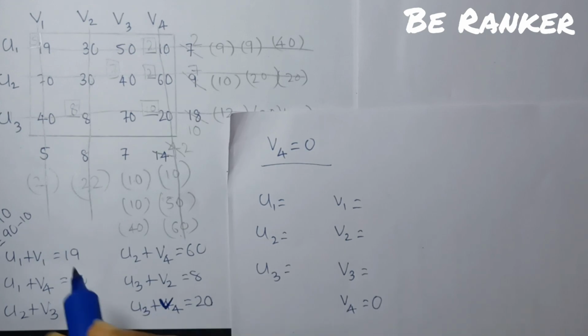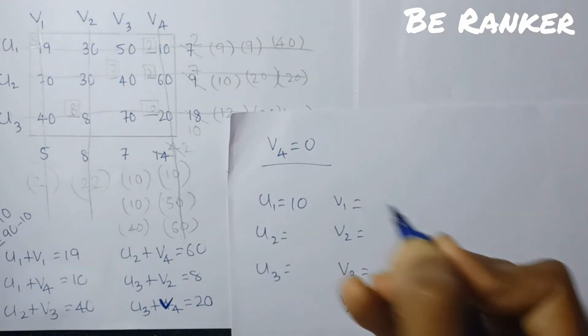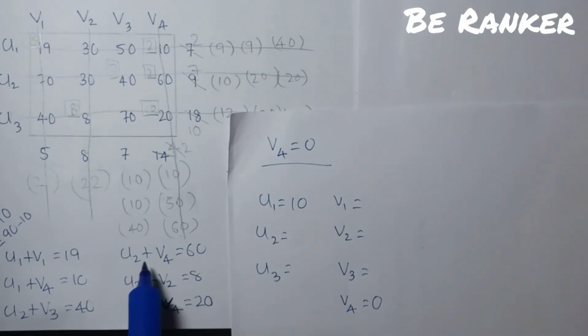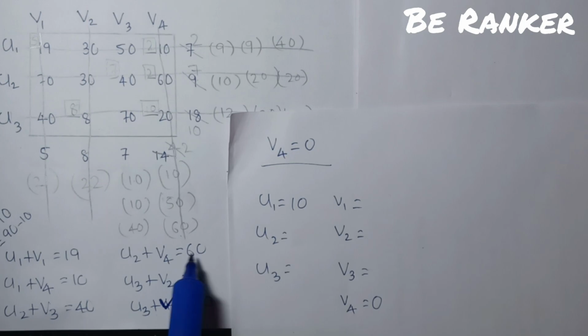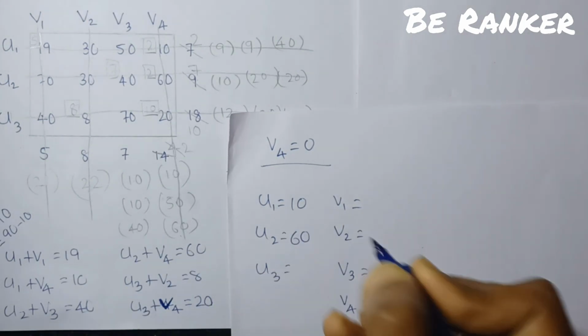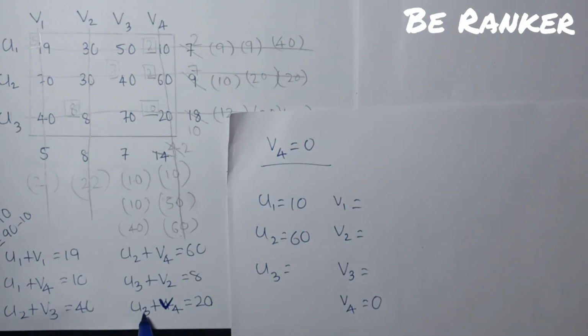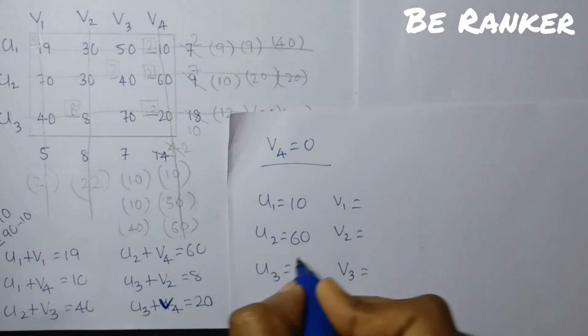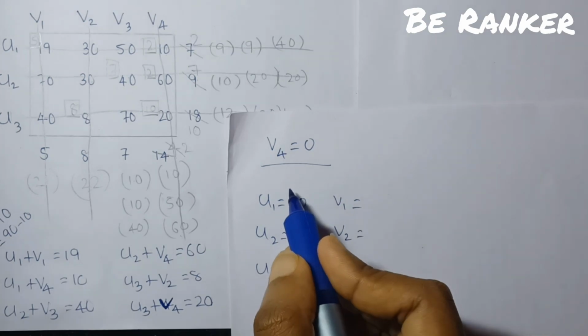Then, in the second equation, I put V4 as equal to 0. So U1 plus 0 is equal to 10, that means U1 is equal to 10. From this equation, U2 plus 0 is equal to 60, that means U2 is equal to 60. And from the last equation, U3 plus 0 is equal to 20, that means U3 is equal to 20. So I get all the U values.